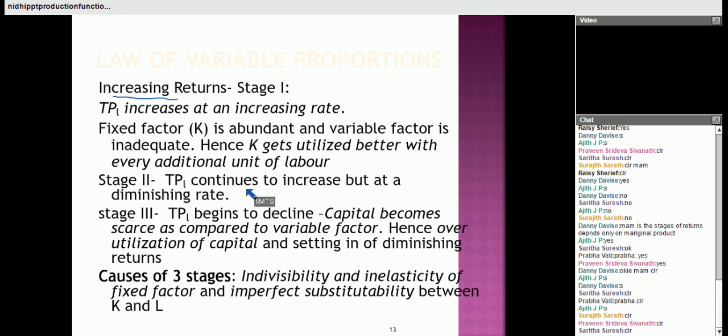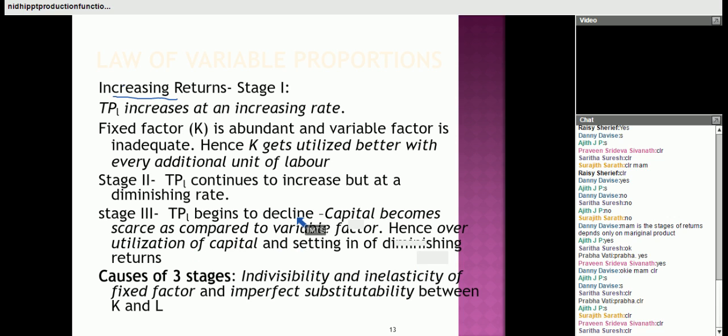In stage 2, total production also continues to increase, but at a diminishing rate. We saw in the stage of diminishing returns, the production was increasing, but now at a very slow rate. And by stage 3, the total production begins to decline. It is because now the capital has become scarce. As we have employed more and more labor, the machinery's capacity per worker is now less than what it was previously. So there is overutilization of the capital, and that is why diminishing returns set in. This is the reason why diminishing returns start operating.